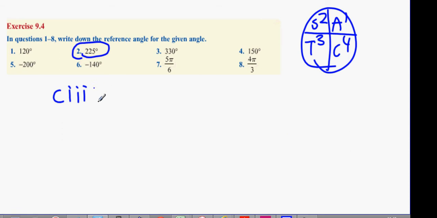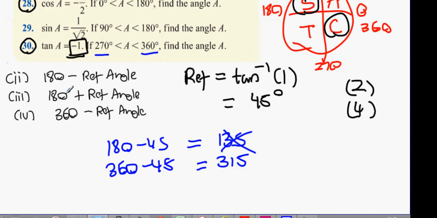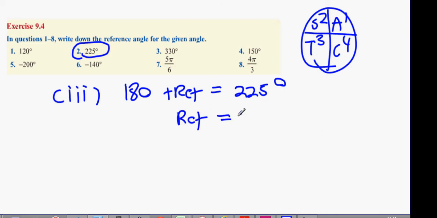What we do next is, once we identify the quadrant, we write down the rule that quadrant is meant to do. The rule is 180 plus reference angle. So 180 plus reference angle has to equal 225. What is the reference angle? 45.